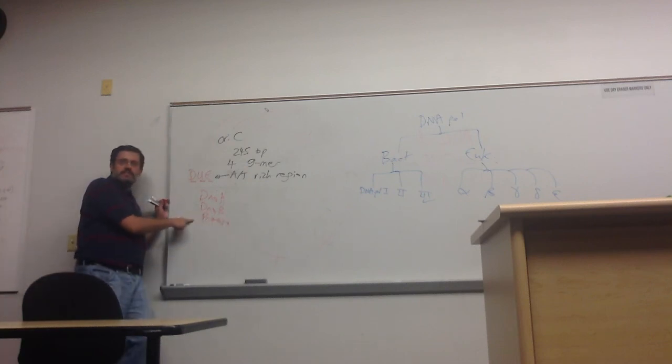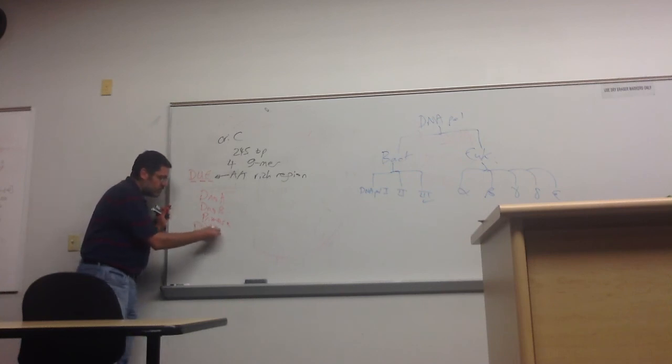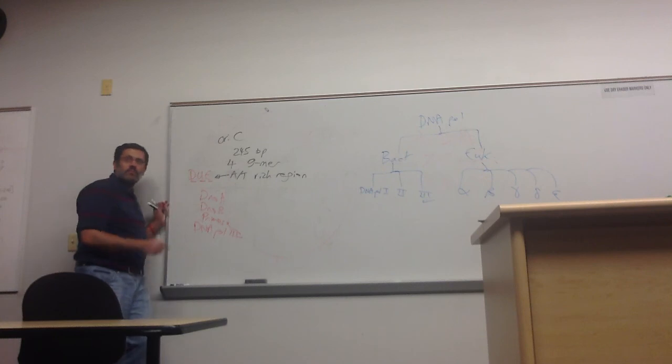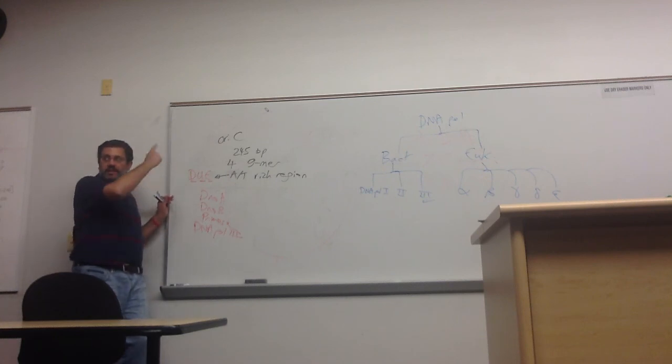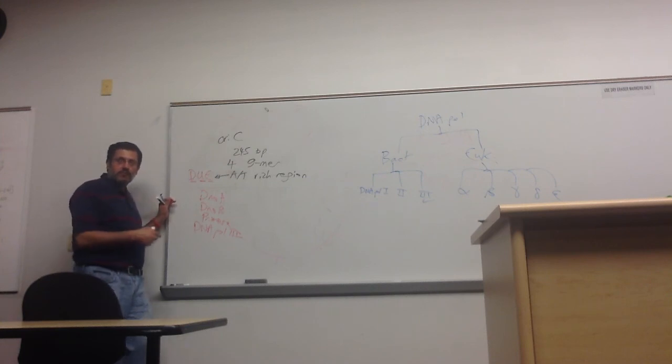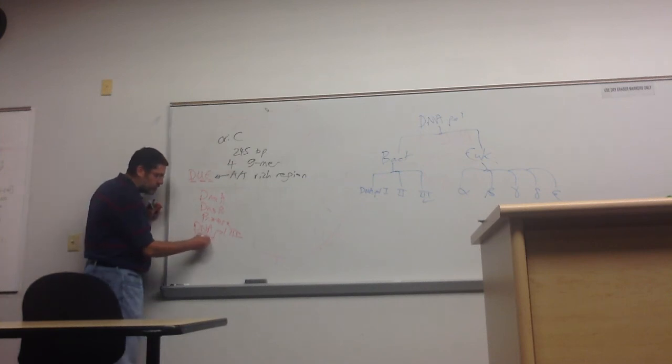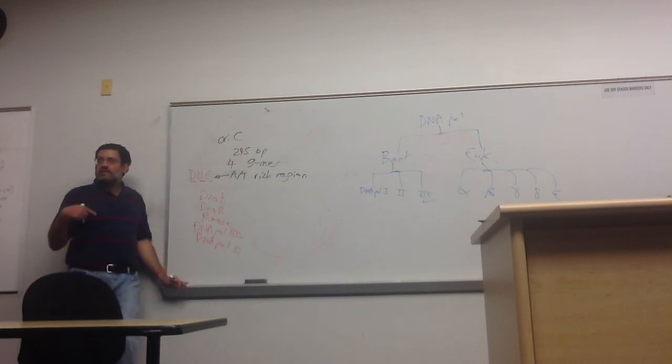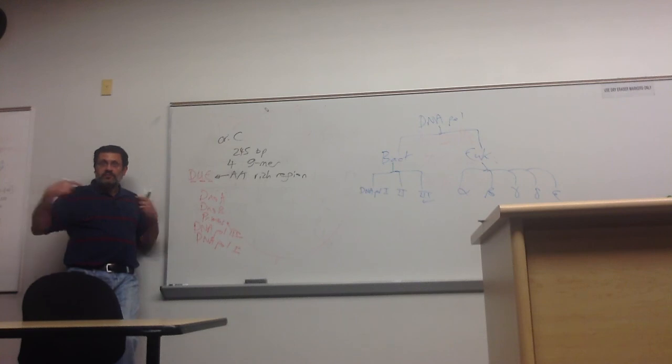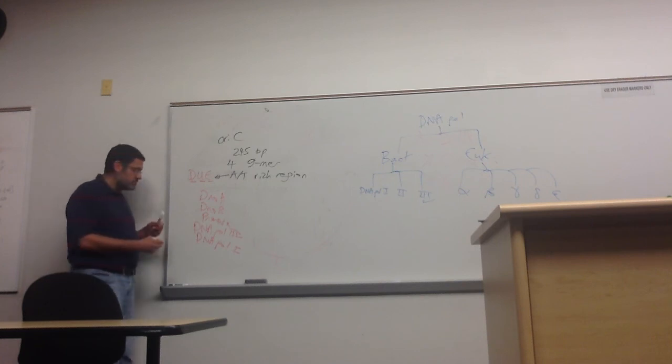Now that primase is there, DNA pol 3 can come and extend. You have leading and lagging. Ultimately, you need to remove the primers. That's the role of DNA pol 1. And once you replace the primers with DNA, you need to seal the last gap, and that's the role of DNA ligase.